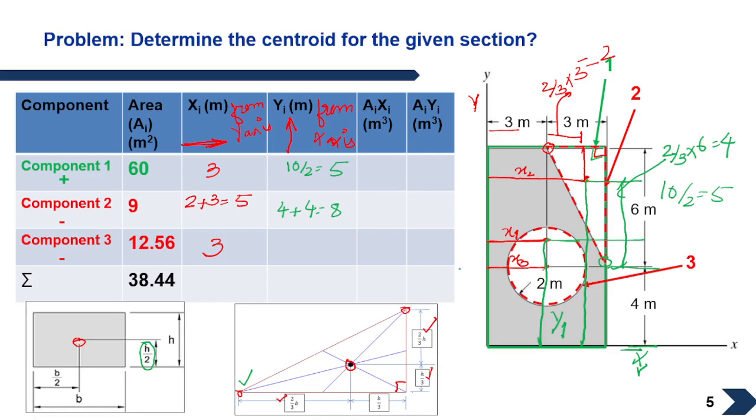Now the centroid of this circle will be at the center of the circle. It should be measured vertically and from the x-axis. This we already know, it is given in this figure, it is 4 meters. I hope you have understood this important part of this sum. So let us move further.